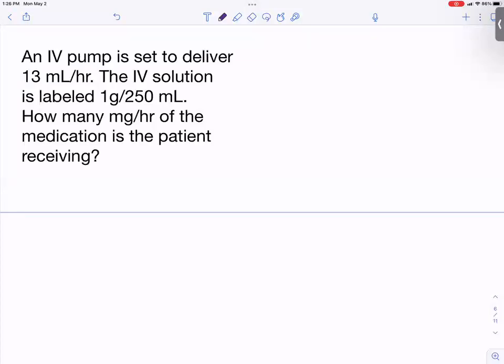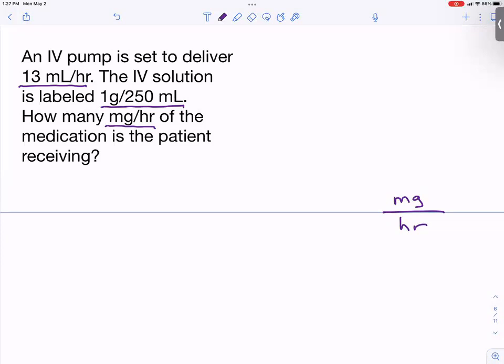So here's a question that's asking you to solve for a very specific answer. An IV pump is set to deliver 13 milliliters an hour. The IV solution is labeled 1 gram and 250 milliliters. And the wanted, they're asking you how many milligrams an hour of the medication is the patient receiving. So right away, you should say my wanted is milligrams an hour.